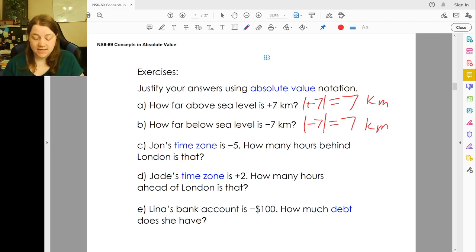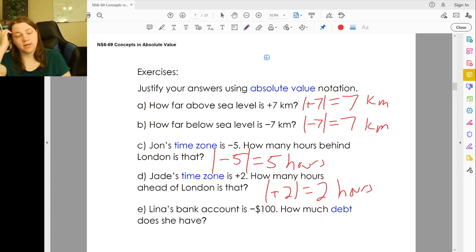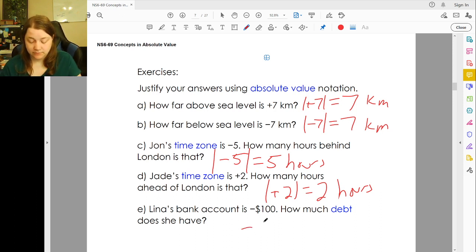John's time zone is -5. How many hours behind London is that? The absolute value of -5 is 5 hours. Jade's time zone is +2. And the absolute value of +2 means that Jade is 2 hours, time zone-wise, apart. Lena's bank account is -100. Oof. How much debt does Lena have? Well, the absolute value of -100 is $100.